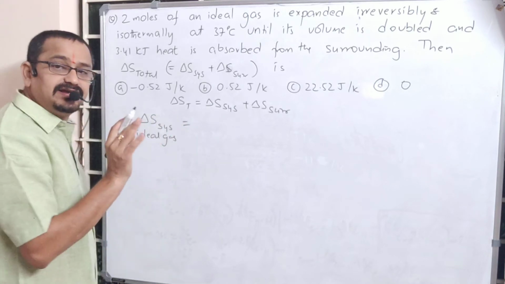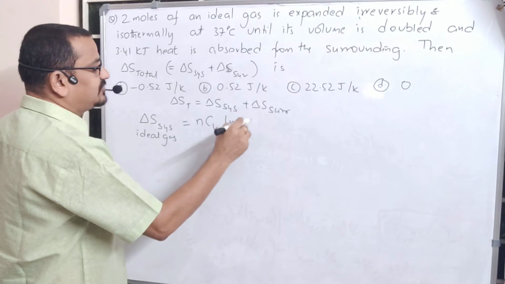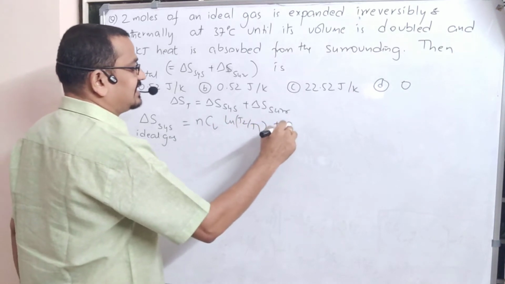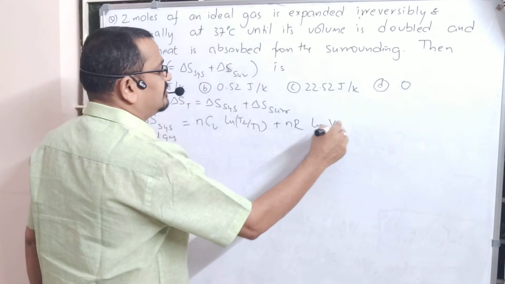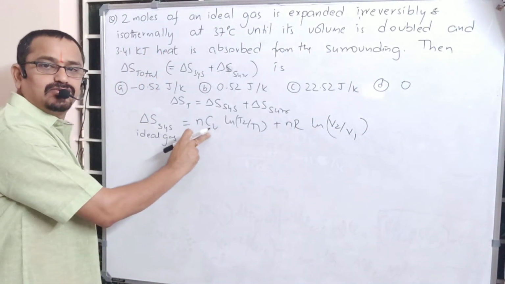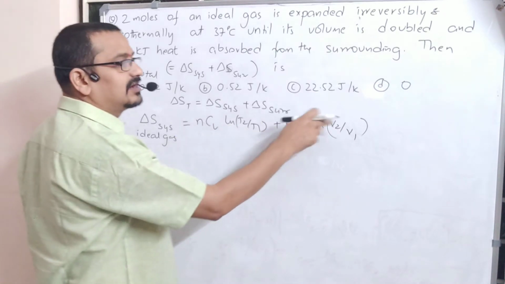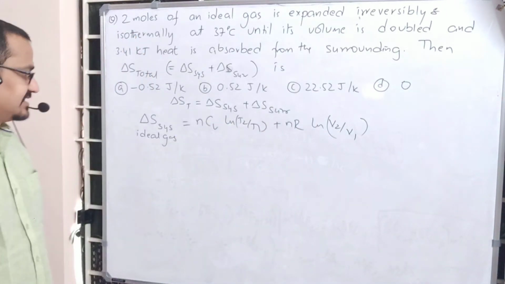Delta S of the system for an ideal gas can be expressed as nCv ln T2/T1 plus nR ln V2/V1. This is the basic equation. With respect to heat capacity at constant pressure, it is nCp ln T2/T1 plus nR ln P2/P1. Okay, that's a different case.